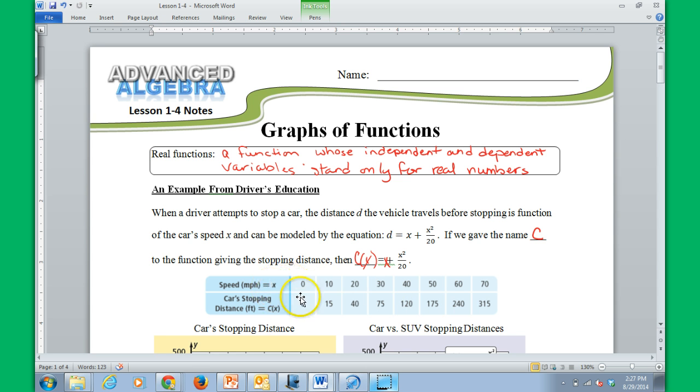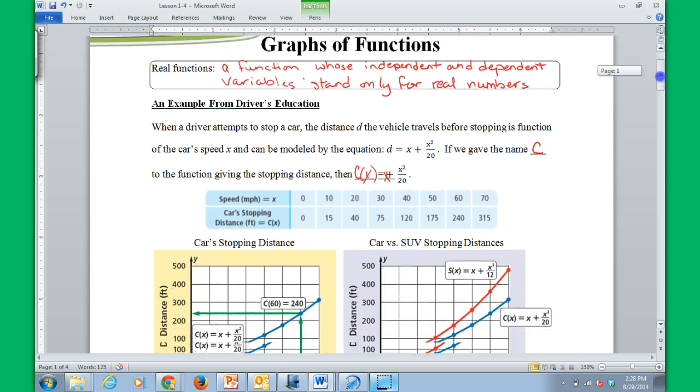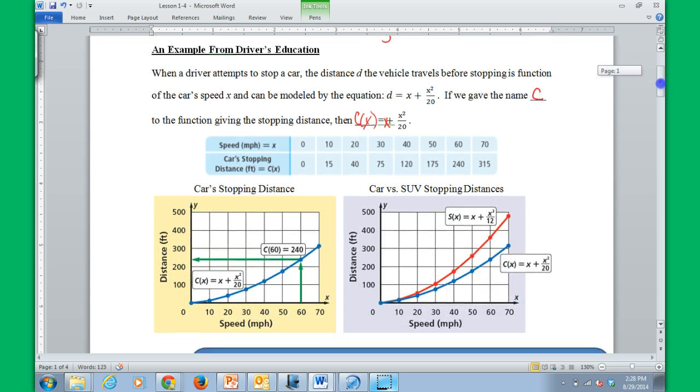We have a table. If you notice, the x is your input, the speed, and your car stopping distance is the y value. So what do you notice about the higher the speed, what happens to this stopping value? Increases. It takes a longer distance to stop. So let's look at this one right here.